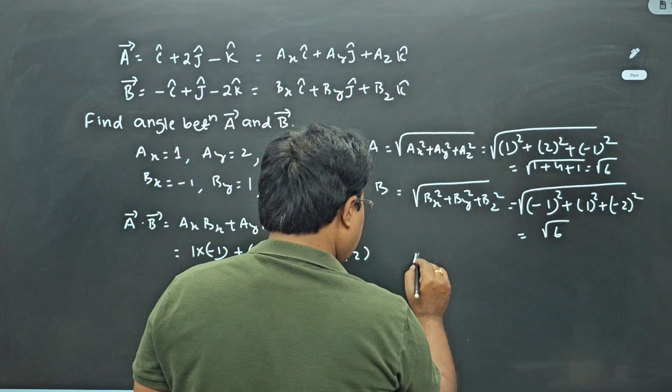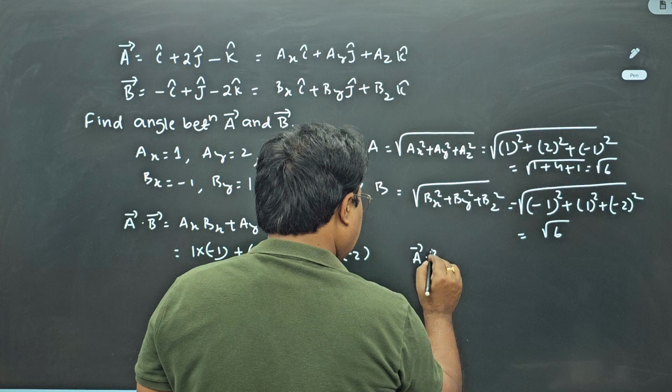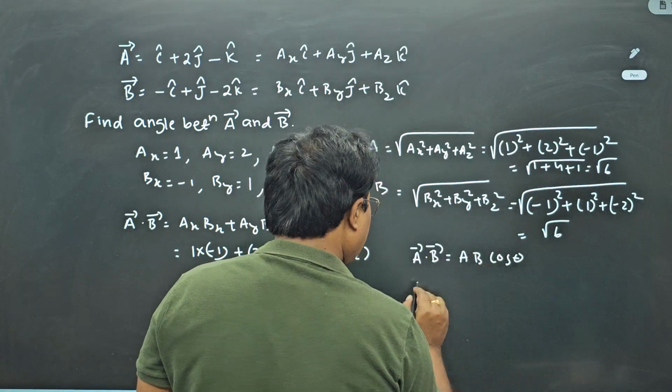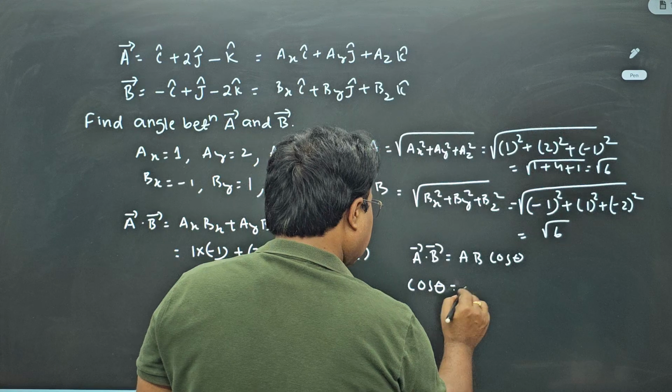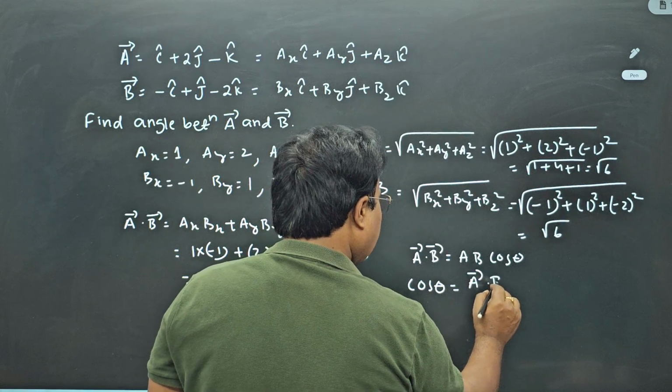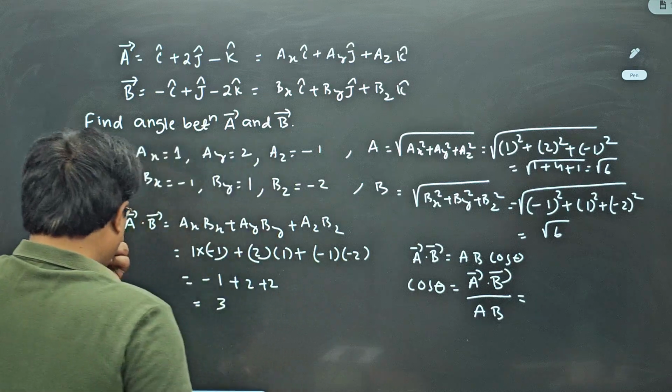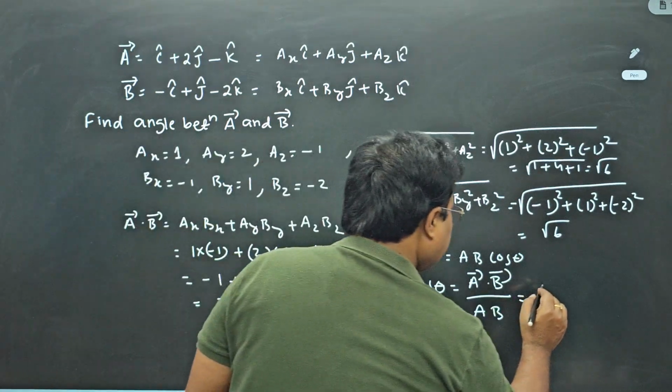What is a dot b? A dot b is equal to ab cos theta, where theta is the angle between a and b. What is cos theta? Cos theta is equal to a dot b divided by magnitude of a into magnitude of b. What is a dot b? What we have found? A dot b is equal to 3.